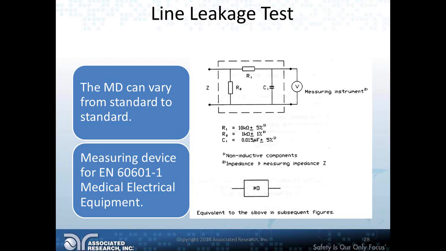The measuring device for a line leakage test can vary from standard to standard. On the right, you can see a little circuit that's right out of the measuring device for EN60601-1, which is basically the big medical equipment standard. And as you can see, the measuring device basically consists of a few resistors and a capacitor. It's basically a circuit that's used to measure the resulting leakage current in a product.